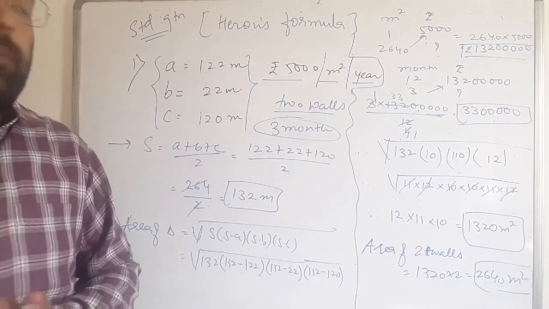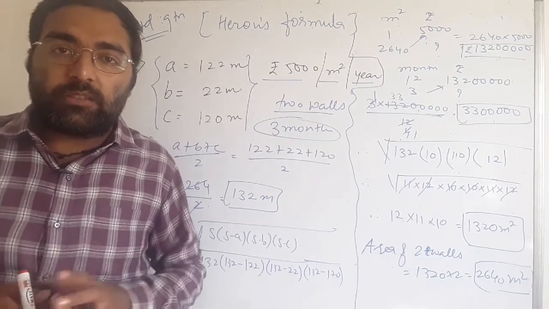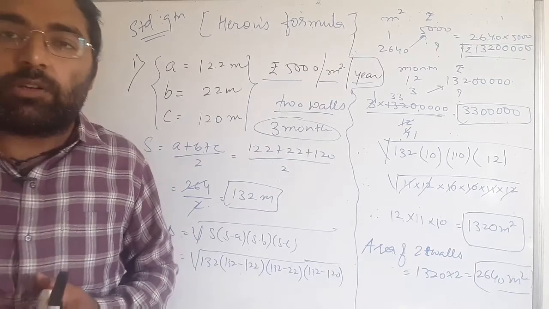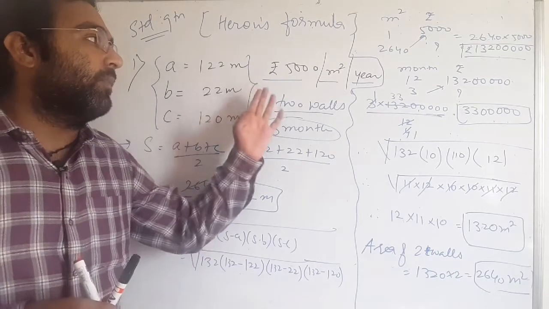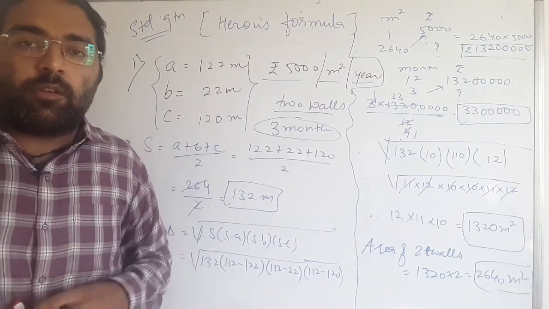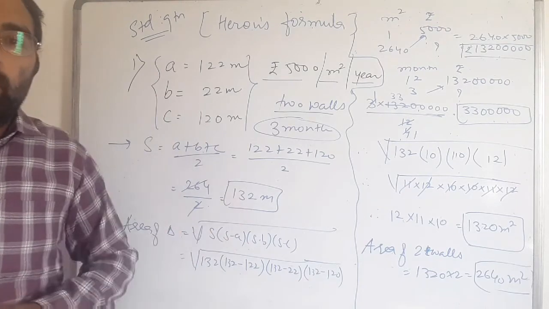The cost of the advertisement on the flyover, that is 33 lakh rupees, is required for 3 months at 5000 rupees per meter square. Okay, clear? So first of all you have to copy this, and after that we have to solve the next question.